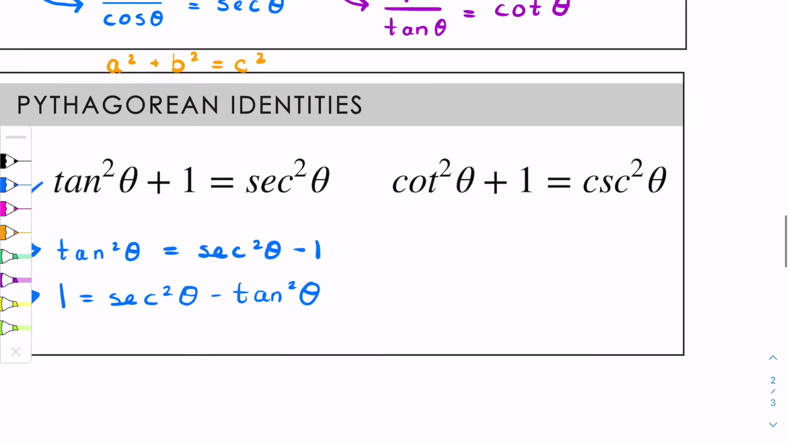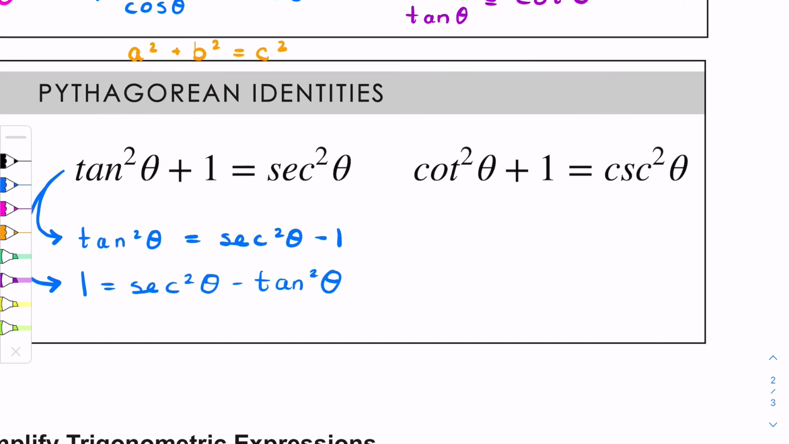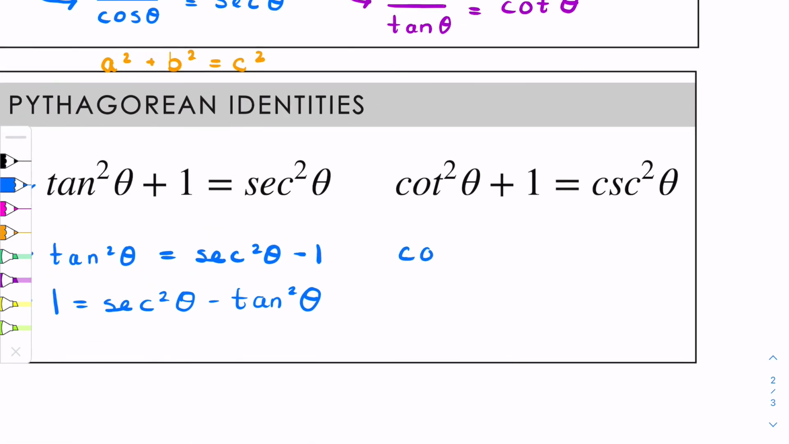And the last Pythagorean identity is cotangent squared plus 1 is equal to cosecant squared. And we're going to do the same thing here. If we rearrange these terms, we could have cotangent squared is equal to cosecant squared minus 1. Or we could have 1 is equal to cosecant squared minus cotangent squared.